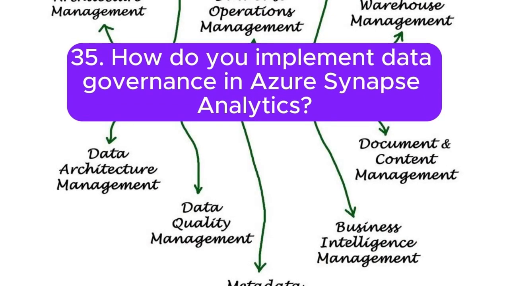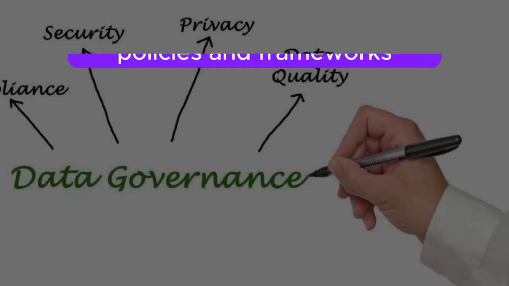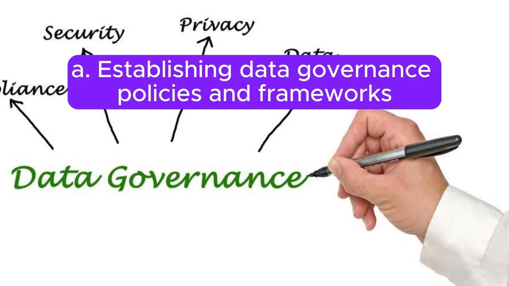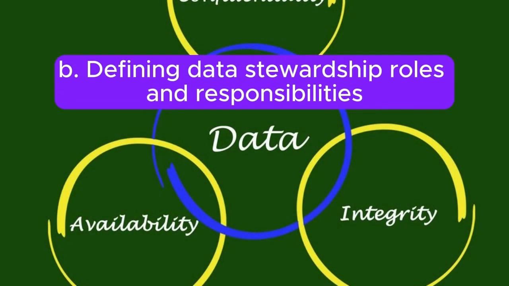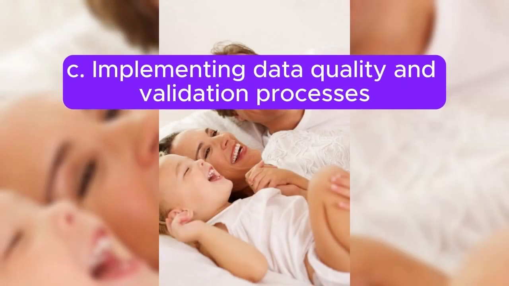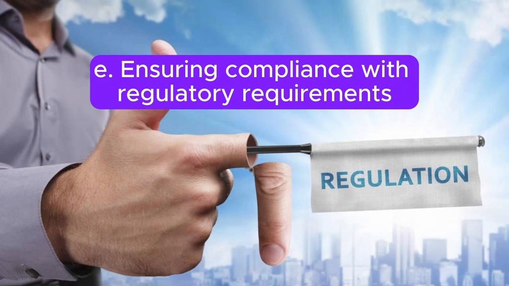35. How do you implement data governance in Azure Synapse Analytics? Answer: implement data governance by A. Establishing data governance policies and frameworks. B. Defining data stewardship roles and responsibilities. C. Implementing data quality and validation processes. D. Using Azure Purview for data cataloging and lineage. E. Ensuring compliance with regulatory requirements.